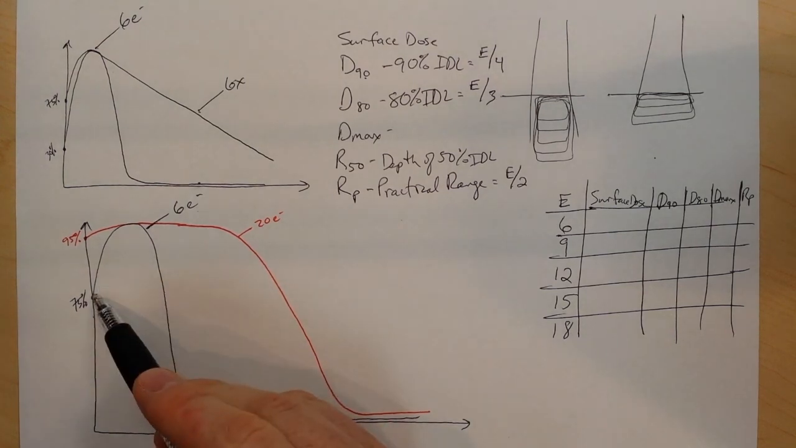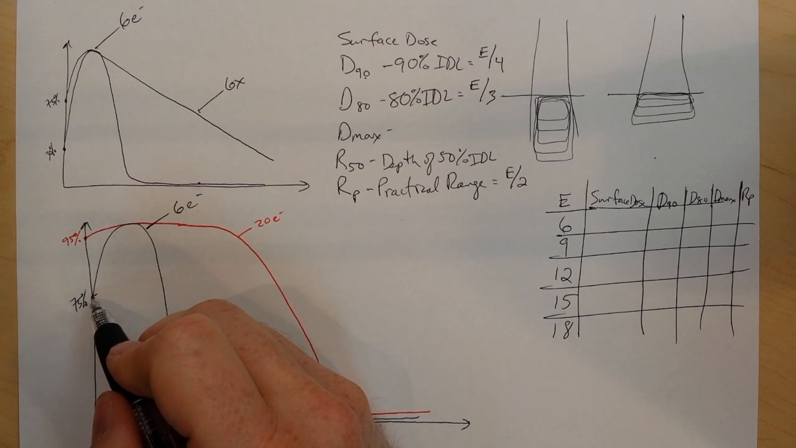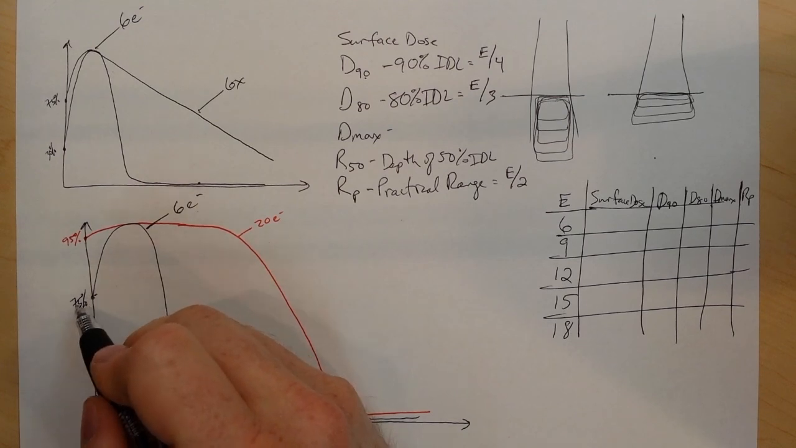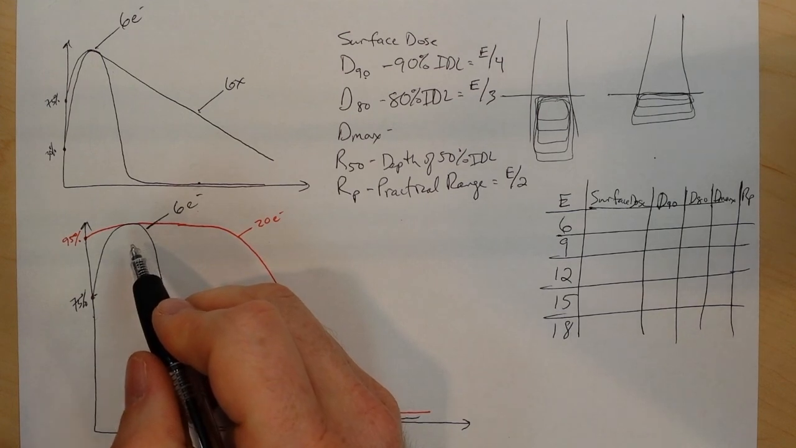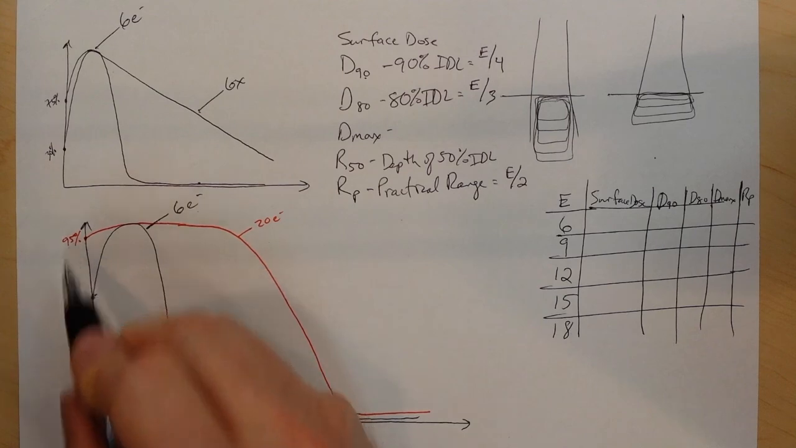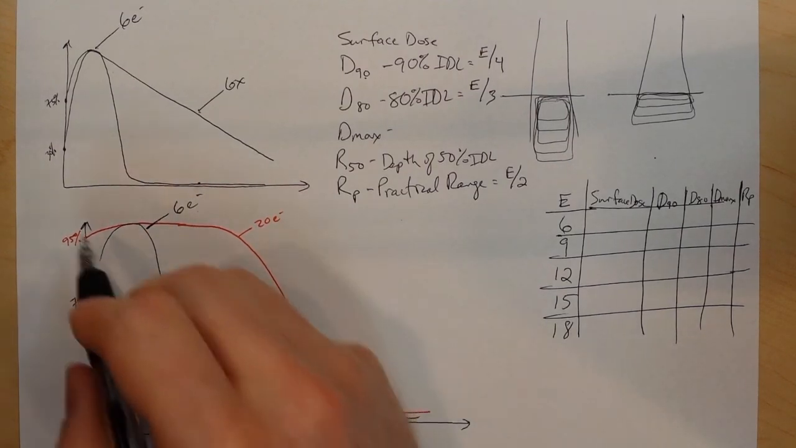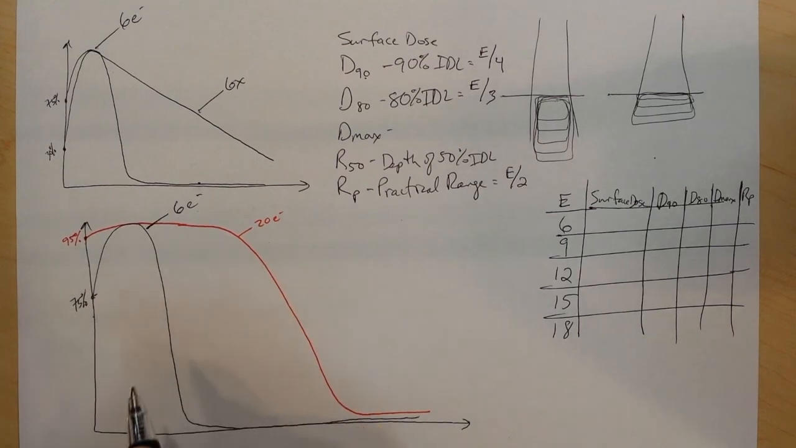First thing, skin dose. Skin dose goes up with increasing energy. They roughly work in 5% increments: 75% at 6E, 80% at 9E, 85% at 12E, 90% at 15 or 16E, and then 95% at your 18, 20, or 22E. But again, those are just rules of thumb. You need to go back and verify that with your data book.